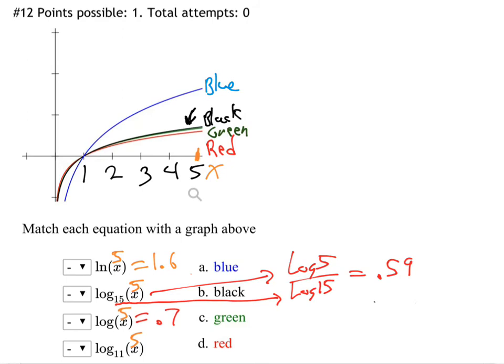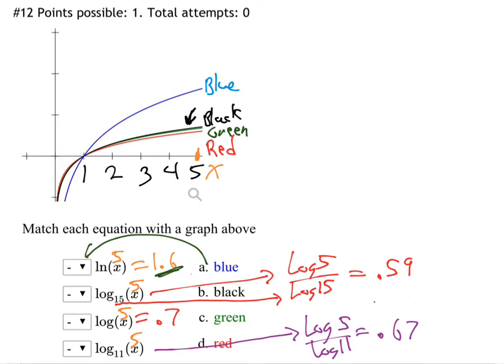And then this last one is going to be log of 5 over log of 11. Again, the base goes on the bottom. So log of 5 divided by log of 11, and I'm getting 0.67. All right, so which one's the highest number? 1.6. The ln is the highest one. Which one's the highest? The blue. So the ln has to be the blue, A.